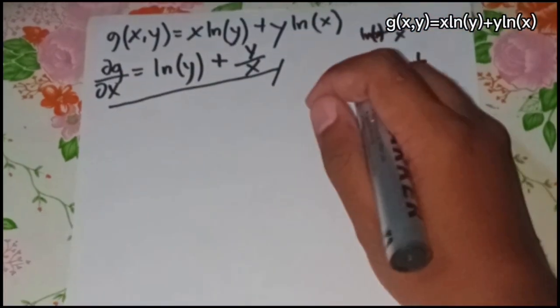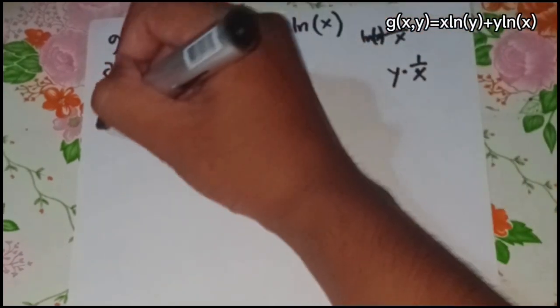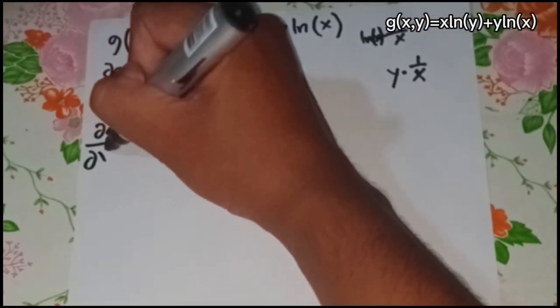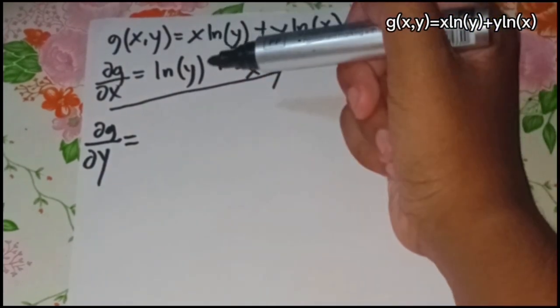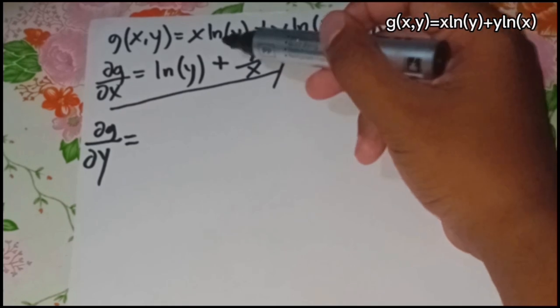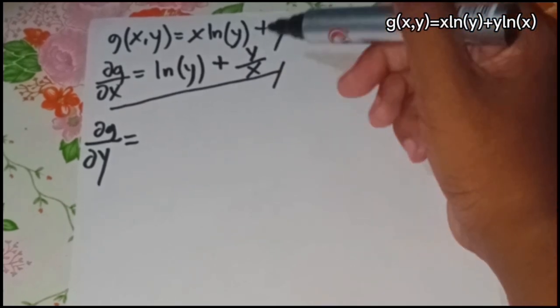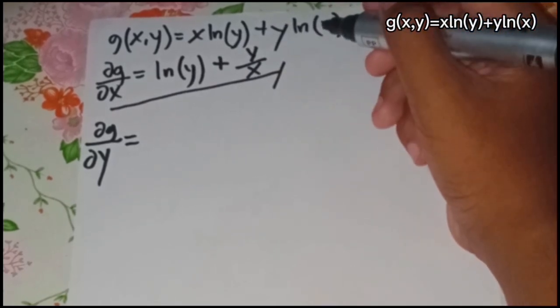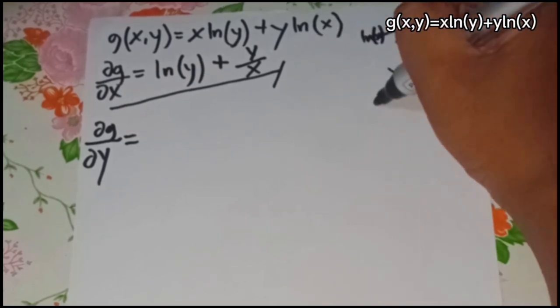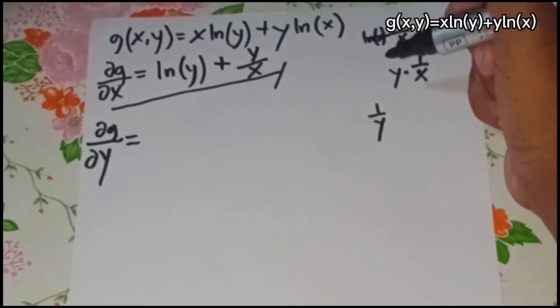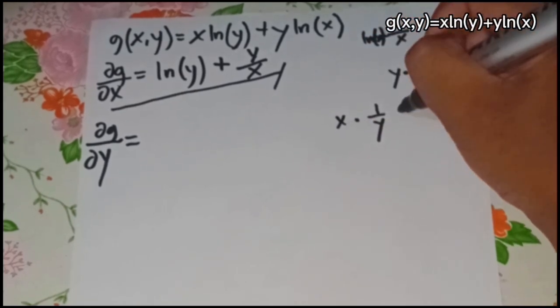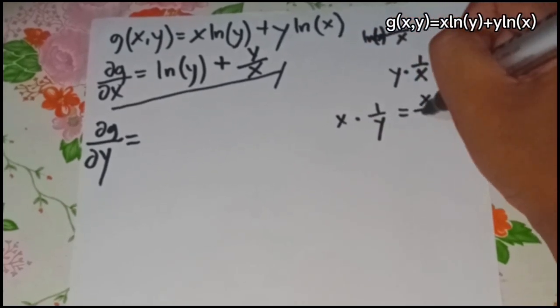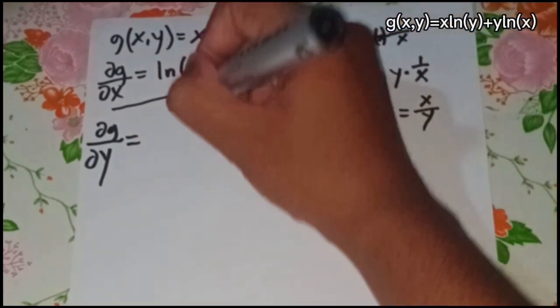Second, we'll find the partial derivative of g with respect to y. Here, x is treated as a constant, so the term x ln y requires the derivative of ln y with respect to y, which is 1 over y. Therefore, the derivative of x ln y with respect to y is x times 1 over y, which equals x over y.